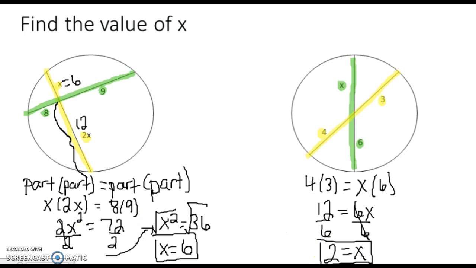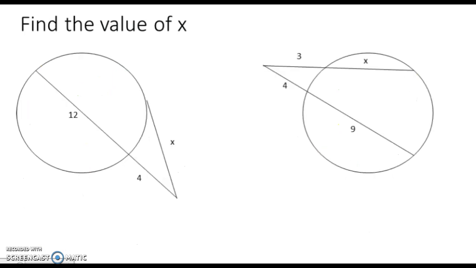Alright, let's try a couple more. This problem looks different for sure. I don't have chords. I have this line that goes inside and outside of the circle. That's a secant. It's a line that goes all the way through the circle and touches in two places. And then I also have this line, and if you think about extending it, it would only touch the circle in this one spot.